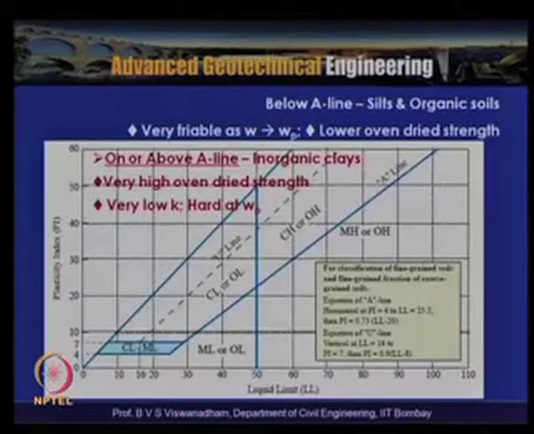What we see is the K, which indicates permeability, and these soils are actually very hard at plastic limit. Similarly, the soils which fall below the A line, that is in this zone, are basically silts and organic soils, very friable because water content is close to plastic limit, and they possess low toughness, that is, low dry strength. But if you see a soil which has an identical liquid limit but falls in this region, it can exhibit high dry strength.